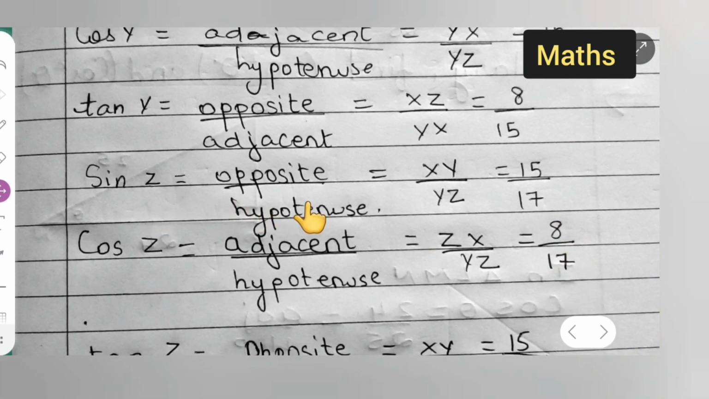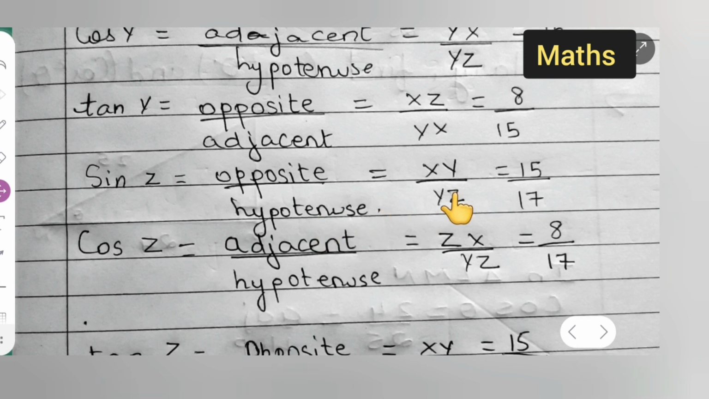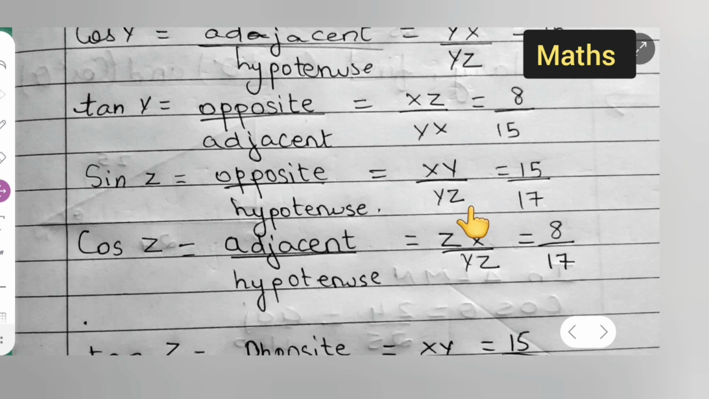Now sin z is nothing but the opposite side of angle z upon the hypotenuse. The opposite side of angle z is XY, and the hypotenuse is YZ. So XY upon YZ, where XY is 15 and YZ is 17. So sin z is 15 upon 17.